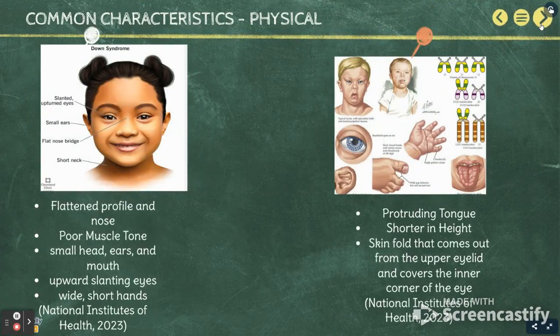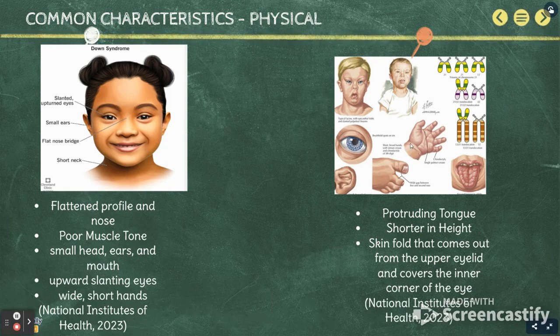So here we just have some common physical characteristics of a person with Down syndrome. In this picture here, you can see that they have a flattened profile and nose. They will have poor muscle tone and small head, ears, and mouth. They will have upward slanting eyes, as you can see in these pictures here.